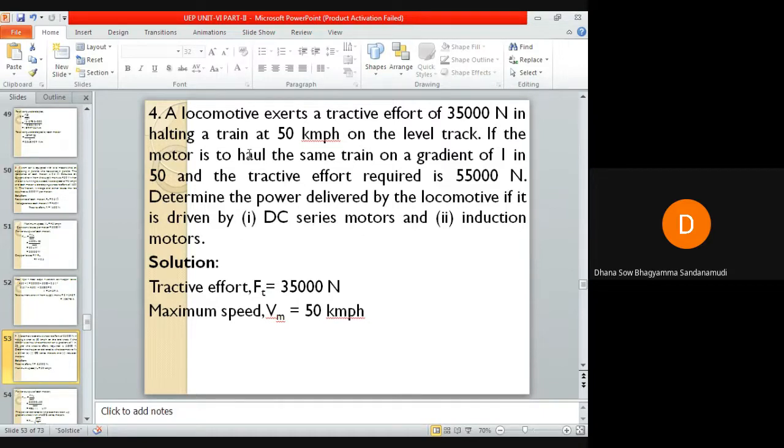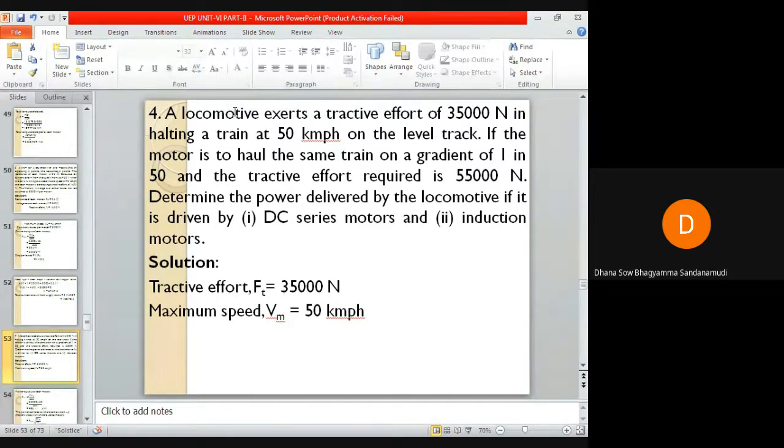Here a locomotive is nothing but the motor that is connected inside the train. So the train is running due to the motor inside it. The locomotive inside the train exerts a tractive effort of 35,000 Newton in order to stop the train at a speed of 50 kilometers per hour on the level track.